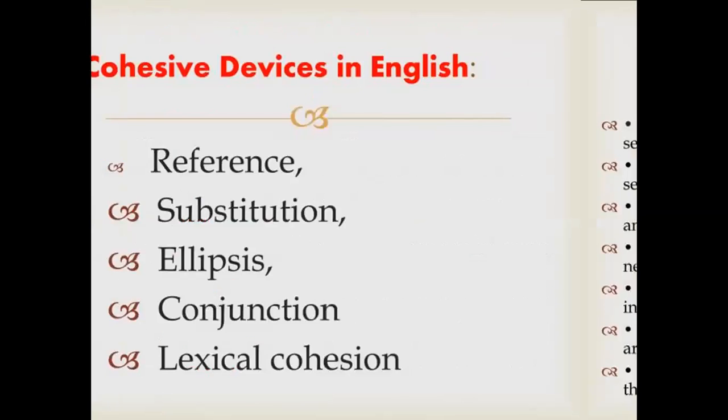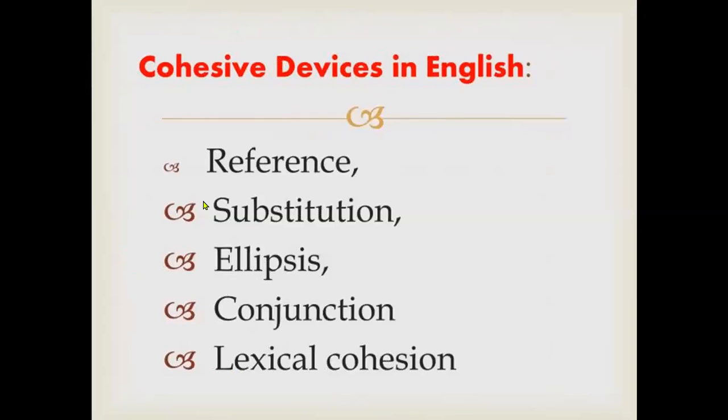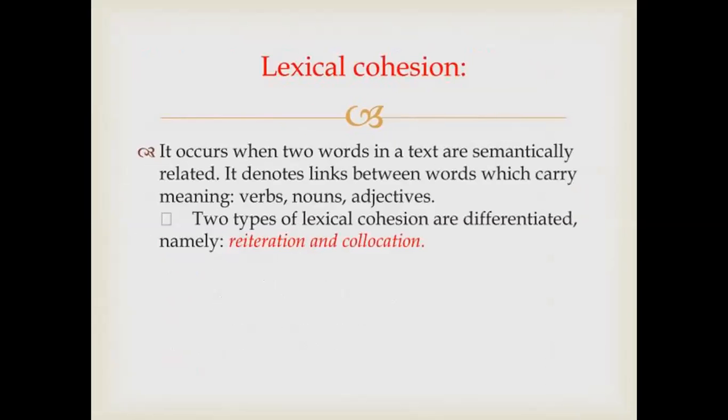As you see here, we just learned what reference is, what substitution and ellipsis are, and conjunction. Now we're going to talk about lexical cohesion. This is a cohesive device in English too. Lexical cohesion occurs when two words in a text are semantically related. It denotes a link between words which carry meaning: verbs, nouns, and adjectives.